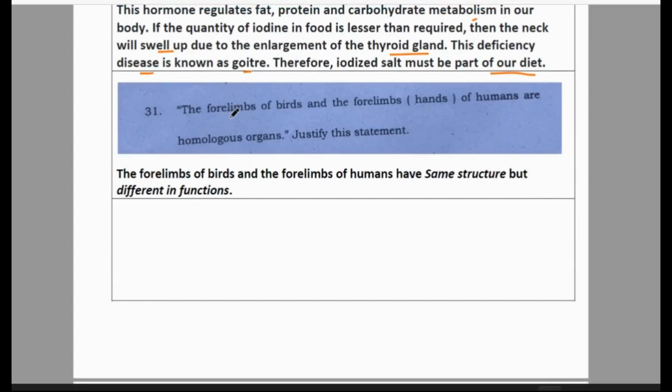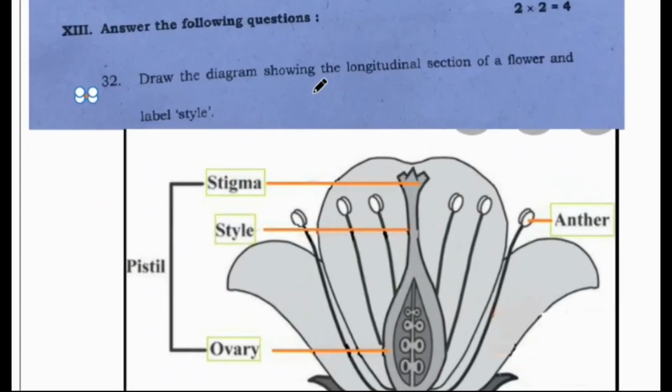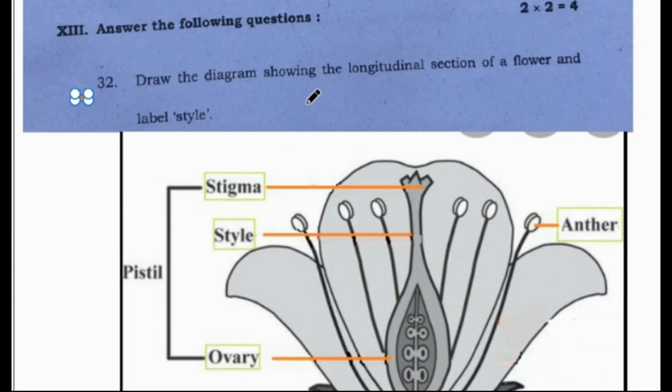31st question. The four limbs of a bird and four limbs of a human are homologous organs. Justify the statement. The four limbs of bird and four limbs of human have the same structure but differ in function. Draw the diagram showing the longitudinal section of a flower and label the part style.